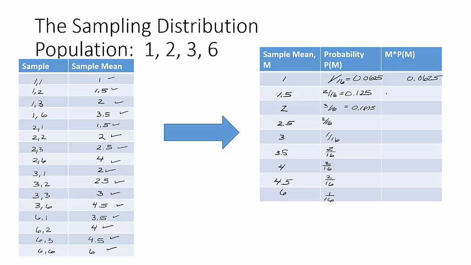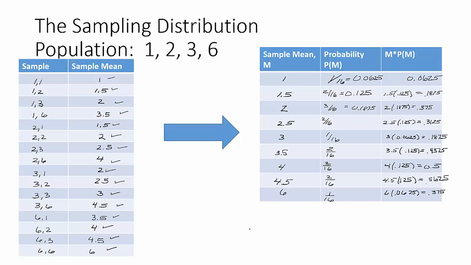So for this first one, 1 times this decimal is 0.0625. Next, we'll take 1.5 times 0.125. So that's the m value times the probability of m. And put that on our calculator, 0.1875. You can pause the video as you do all of these and then turn it back on and double check your work with mine.